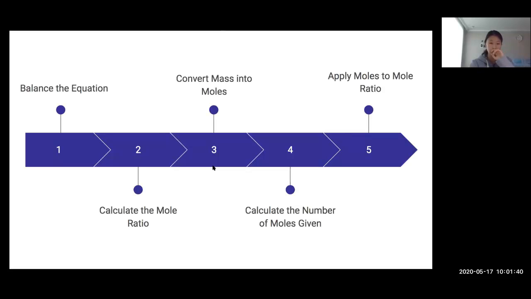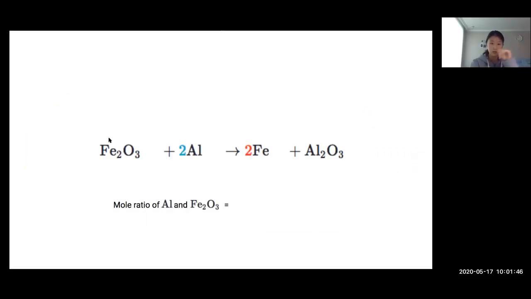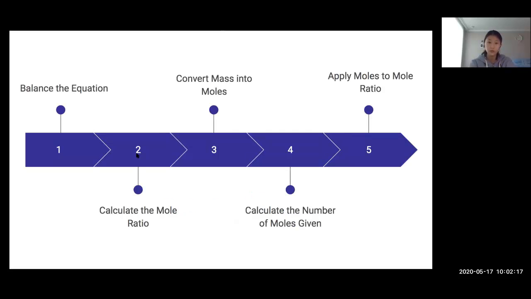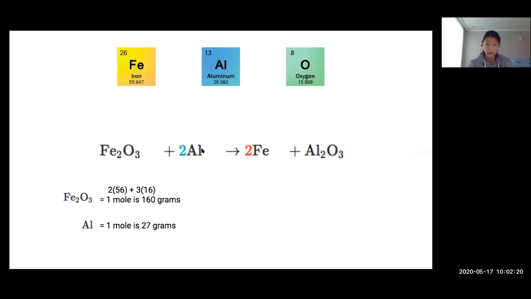The second step is to calculate the mole ratio. Since we have to figure out, if we have 61 grams of Fe2O3, how much aluminum we would need, we can see that for every Fe2O3 molecule, we need 2 aluminum atoms. So the mole ratio of aluminum to Fe2O3 is 2 moles of aluminum per 1 mole of Fe2O3. The third step is to convert the mass into moles.